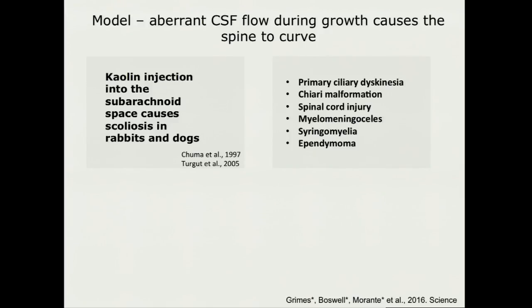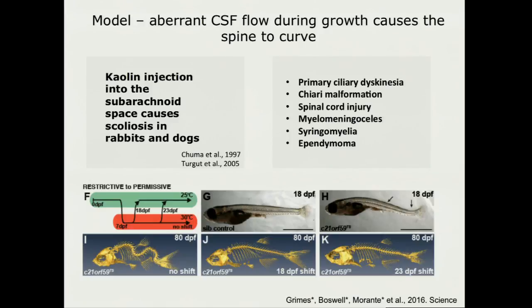So if I've just got enough time, I'll finish with one final piece of data. What we did here is we again used our temperature-sensitive mutant, and this time we're doing the inverse shift. So we're allowing spinal curvatures to start to develop, and then we're shifting them back to a permissive temperature to restart CSF flow. And we're asking the question, can we restore spine straightness to a spine that has begun to curve?